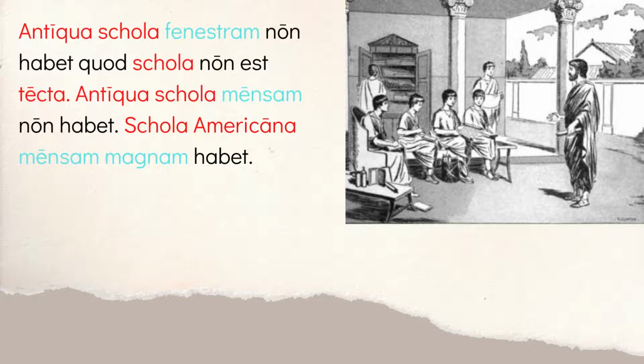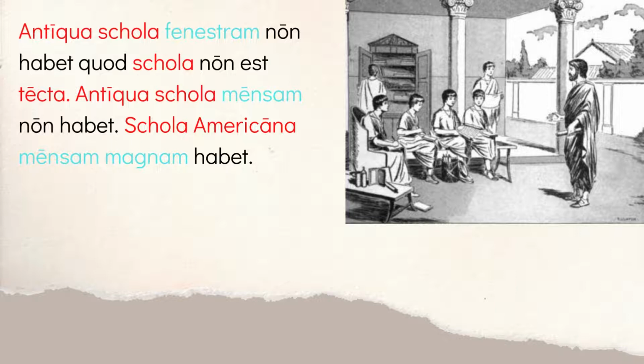Antiqua schola mensam non habet. So an ancient school, antiqua schola, does not have, non habet, a mensa, a table, or a desk, you might think. So it's trying to say that, and you can see it in the picture, the kids aren't sitting at desks. The teacher's not standing at a desk. You can imagine that if you were an ancient Roman boy being educated by your tutor, whoever's teaching you, you're not necessarily in a classroom. You're out in the air, moving around or sitting in this case, but there's no desk, no table or mensa in this photo.